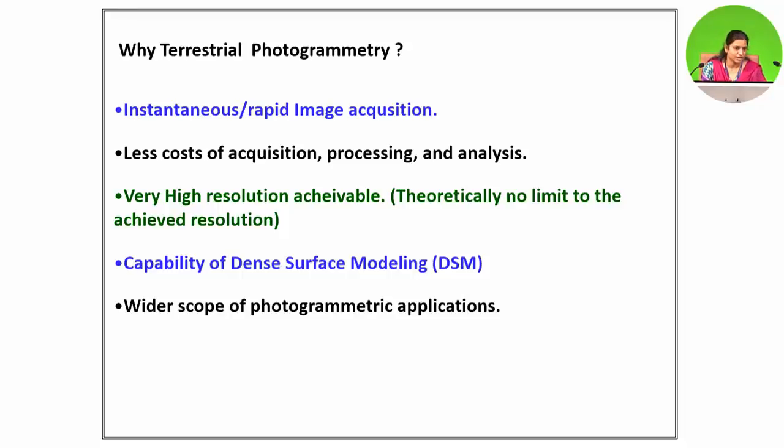We can achieve very high resolution because the resolution of the photograph depends on many factors. First of all, it depends on the camera with which you are capturing the photographs. Also, it depends on the distance between camera and object. So you can change the distance between camera and object and achieve a very high resolution image. A very high resolution image means you can have very fine point details, and finer details can be visible in your 3D model. Terrestrial photogrammetry has the capability of dense surface modeling, and it widens the scope of photogrammetric applications.